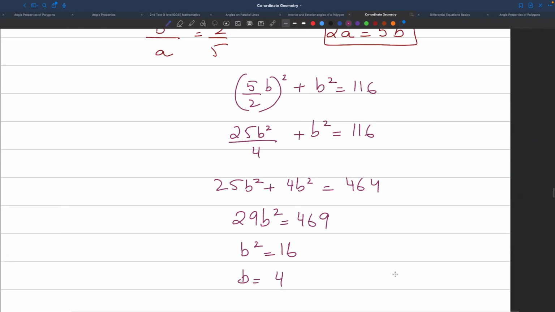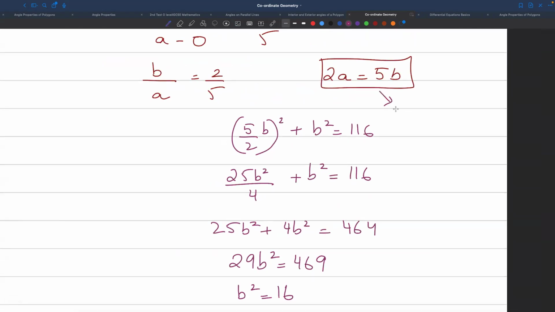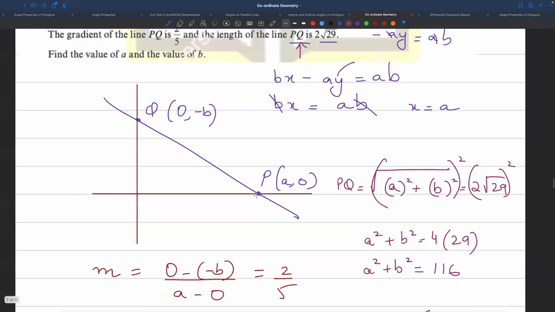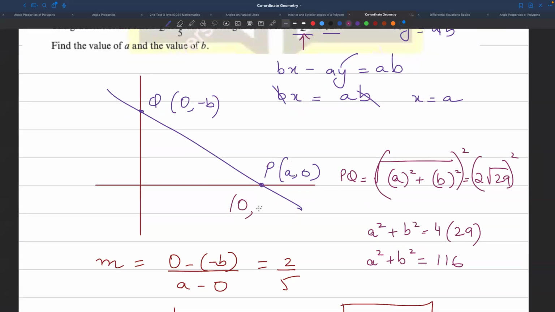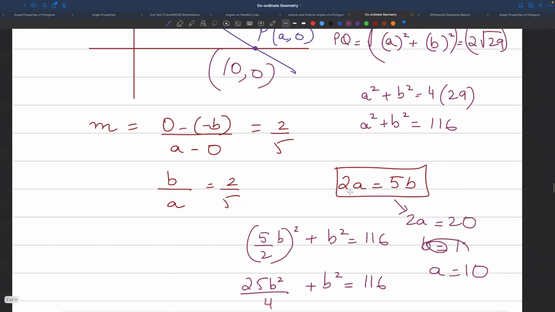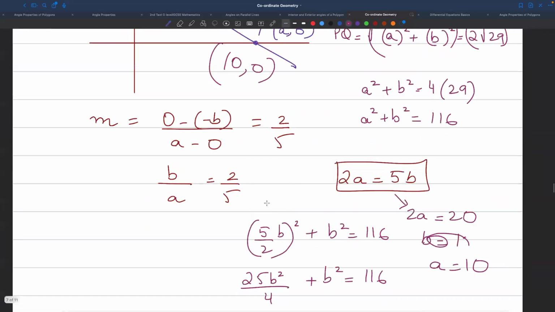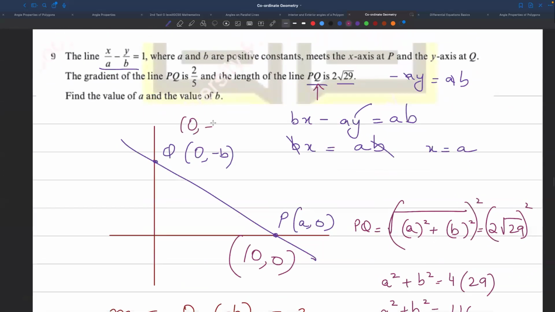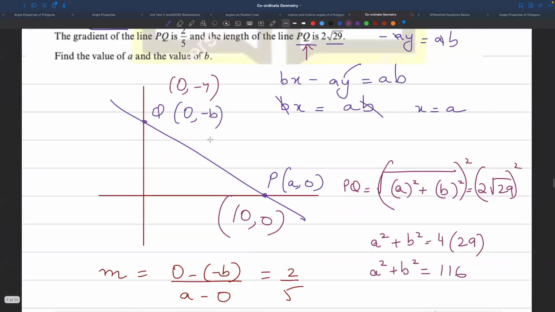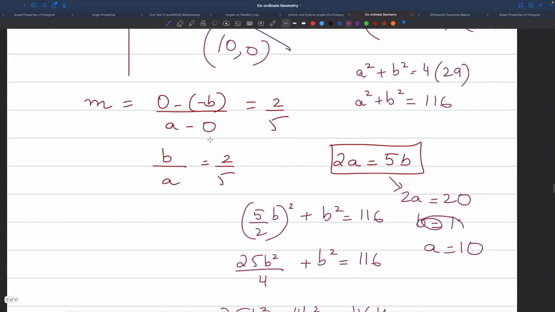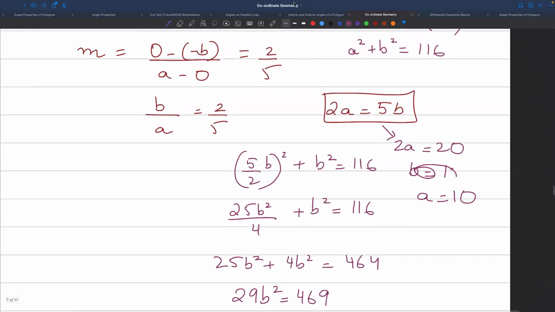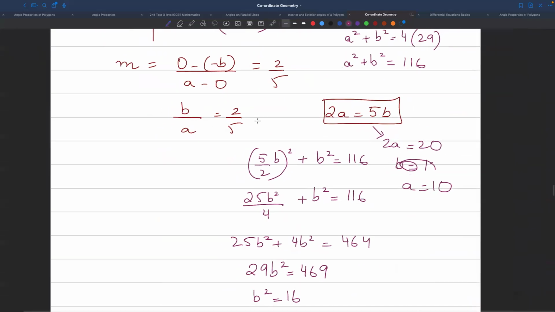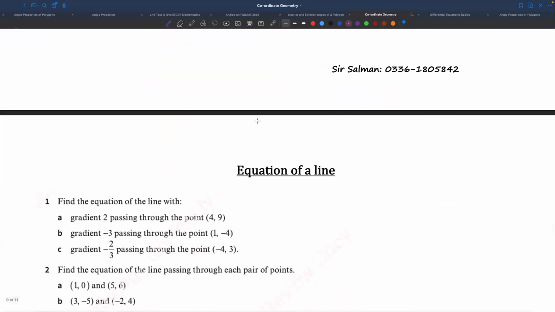ठीक है. Now once I get b is equal to 4, I know that 2a is equal to 5b, so a will be equal to 10. So the coordinates of this P will be 10 comma 0 and this will be 0 comma minus 4. However, the only thing people will have to work on is your algebra. If your algebra is decent enough, you will figure out most of the questions very easily, especially with coordinate geometry. This is the easiest topic so far.